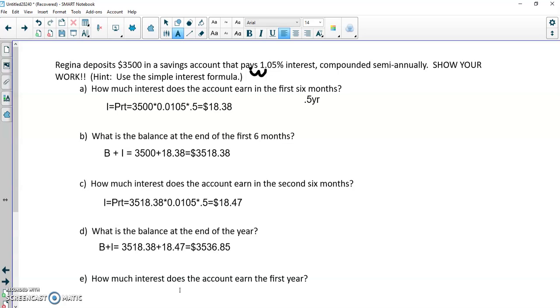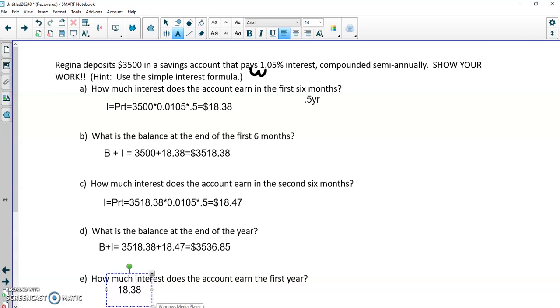So how much interest did I earn the first year? You can do this in one of two ways. You can add up the individual interests, or you can take that balance that you had at the end of the year and subtract it from the original amount. Again, either way you do this, you're going to get the amount of interest earned. So I'll show you both ways.